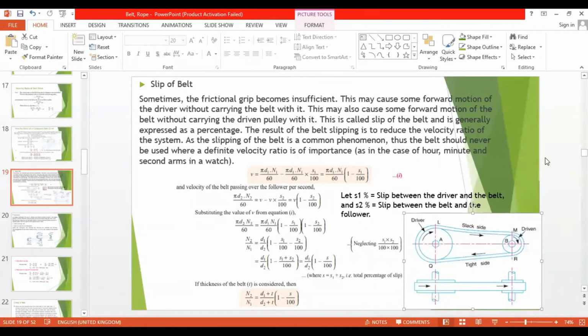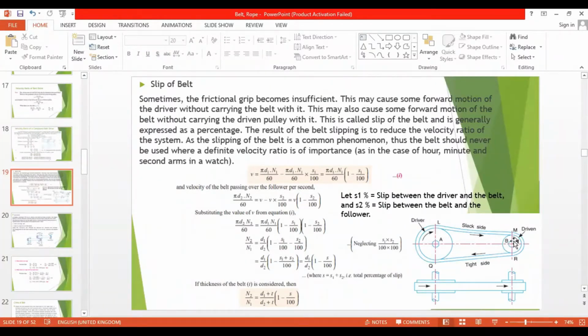So here is a driver. This driver is moving, but this is not moving with it because of the slip. There's some slip. This may cause some forward motion of the driver without carrying the belt with it. This may also cause some forward motion of the belt without carrying the driven pulley with it. In other words, the slip may occur between the driver and the belt, or between the driven pulley and the belt. Wherever it occurs, that's a slip.